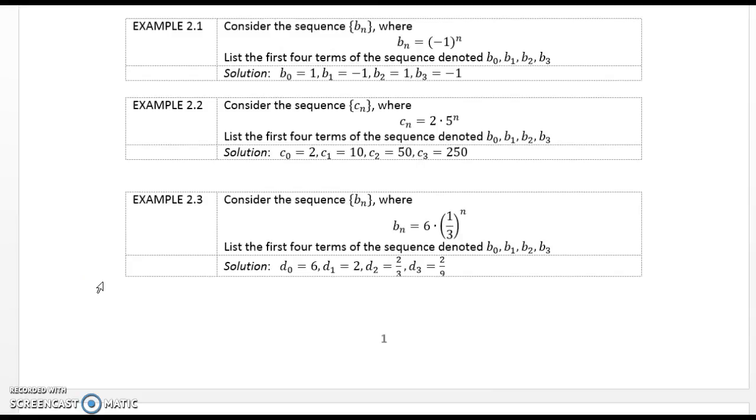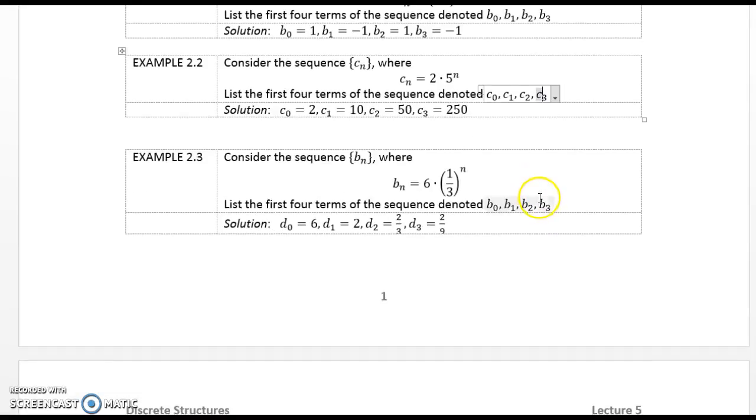Example 2.2. Consider the sequence c_n, where c_n is equal to 2 times 5^n. List the first four terms of the sequence, denoted c0, c1, c2, and c3. Solution. c0 is equal to 2, c1 is equal to 10, c2 is equal to 50, and c3 is equal to 250.